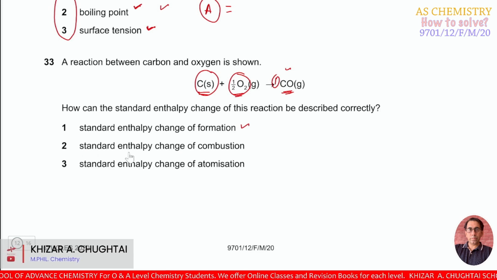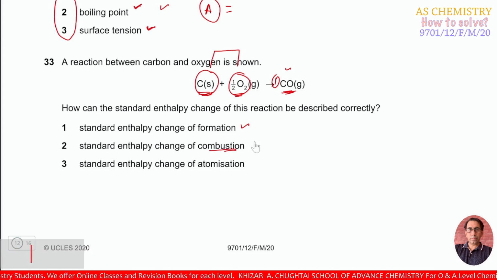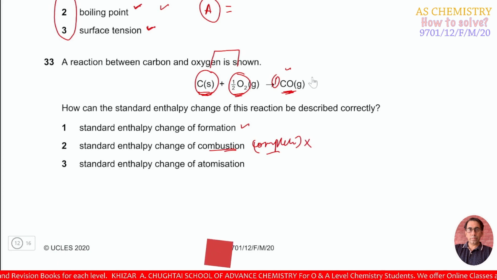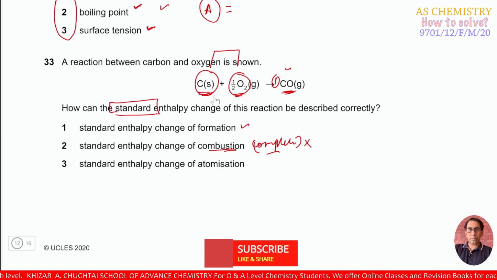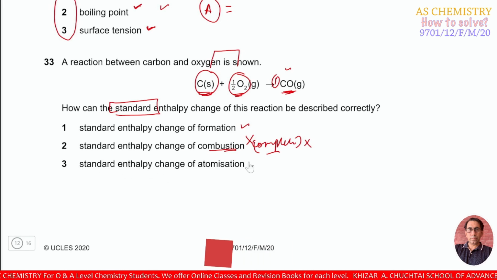The next one is enthalpy change of combustion. Apparently, it looks like the carbon is going to combust, but there is incomplete combustion. Combustion should be complete combustion. There must be complete combustion, and it is not the complete one. So according to the standard definition, this equation cannot be called the standard enthalpy change of combustion. If 2 is incorrect, then 3 will be incorrect as well.